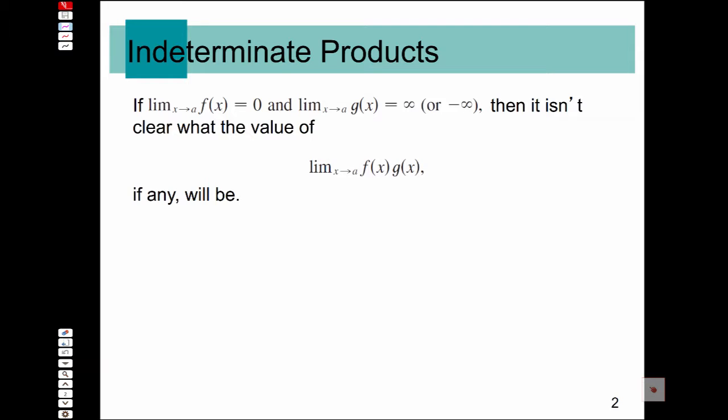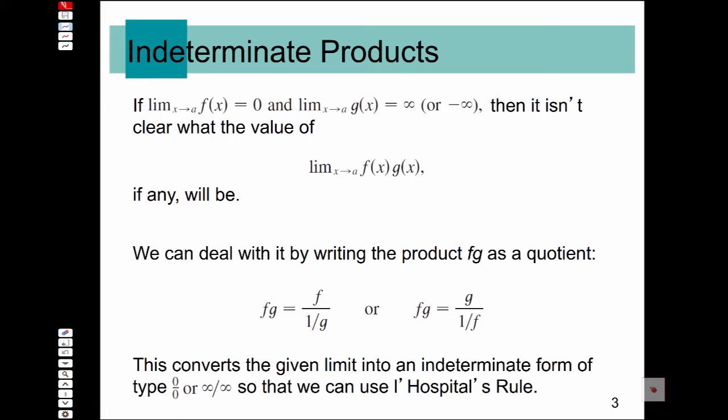And again, what we're going to do is use L'Hopital's rule to compute these types of limits. The way we're going to do this is convert an indeterminate product into an indeterminate quotient. We can easily do that in the following way. We can take any product of functions f and g and rewrite it as the ratio, or the quotient, of functions. One possibility is to write f times g as the ratio of f over 1 over g. The other possibility is to write f times g as the ratio of g over 1 over f.